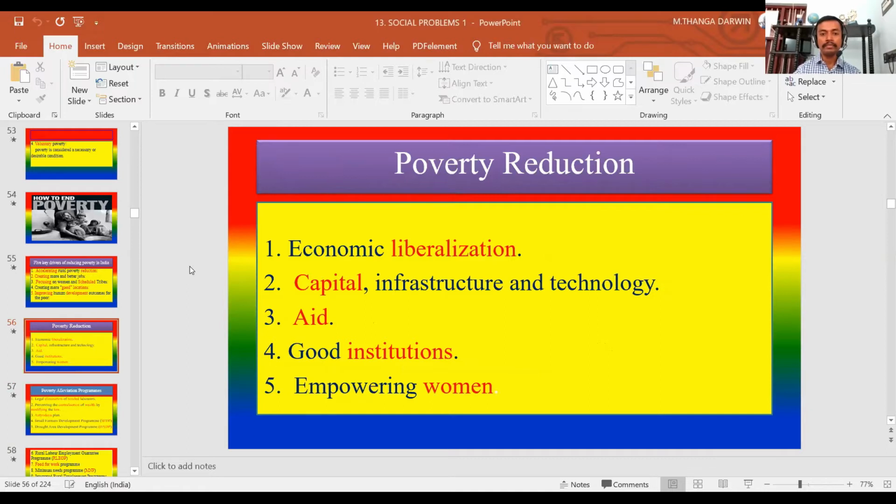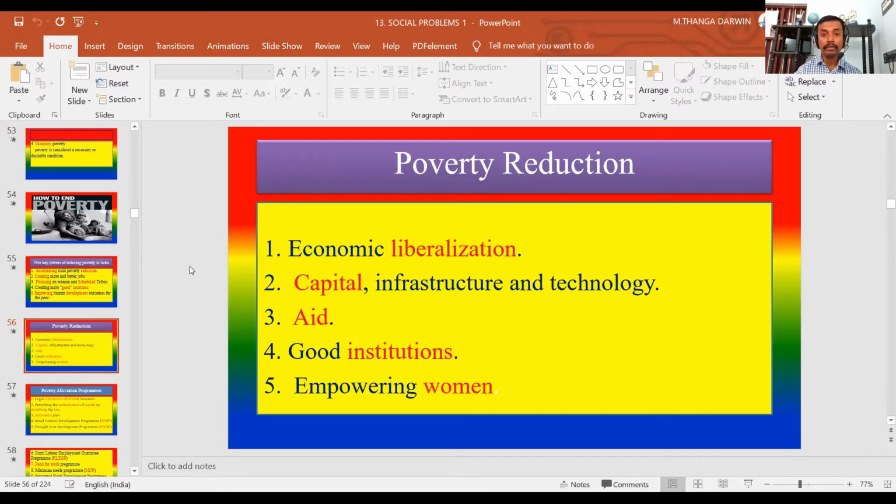Then poverty reduction measures. First measure is liberalization. Policies are needed. Then capital, infrastructure, technology. Modern India needs technological development. Then aid to lower sections of the population, financial aid. Then good institutions. For example, mainly educational institutions are needed, where people should be educated. Then government programs should reach people to eradicate poverty.